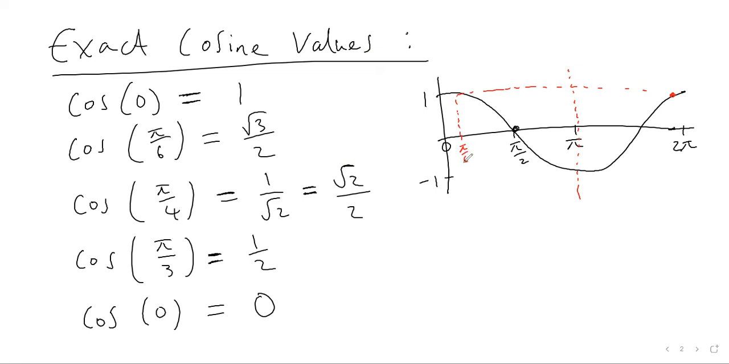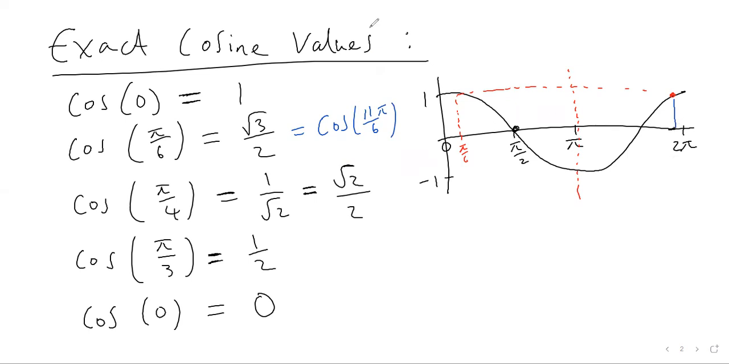12 pi over 6 take away pi over 6 is 11 pi over 6. So we know that actually this here is the same as cos of 11 pi over 6, using the line of symmetry. So that up there would be 11 pi over 6 there.